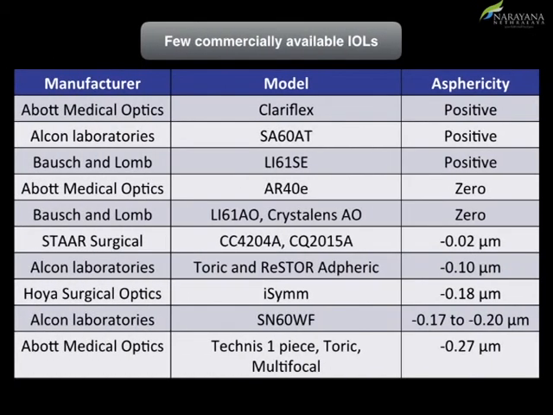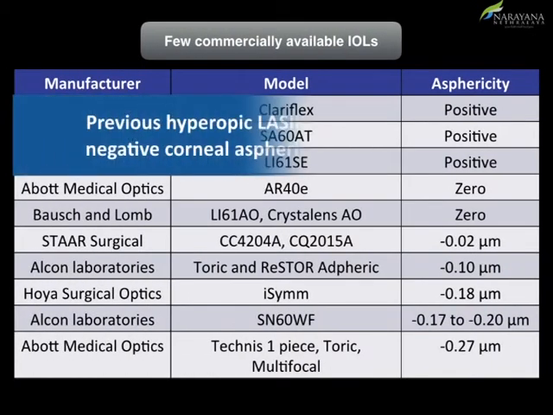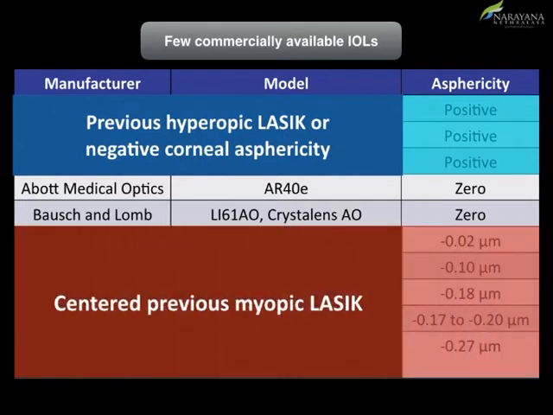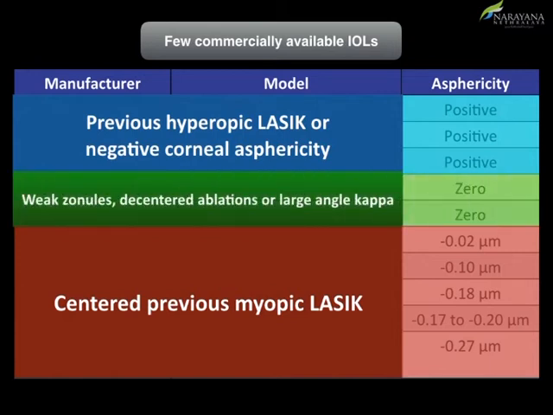There are various commercially available IOLs. For patients post-hyperopic LASIK or with negative asphericity, a positive aspheric IOL is suitable, while for patients post-myopic ablation, a negative aspheric is much better. Cases with weak zonules, decentered ablation or large angle kappa, a zero asphericity IOL is preferred.